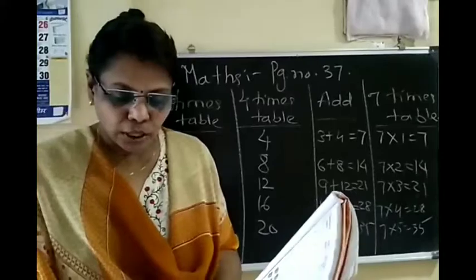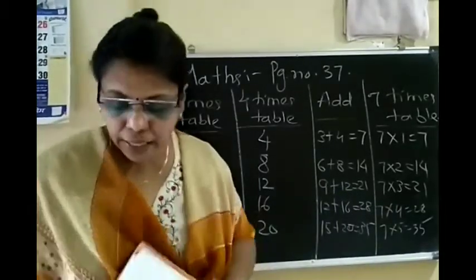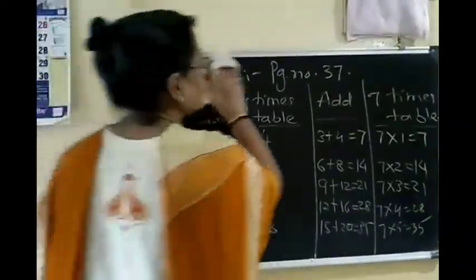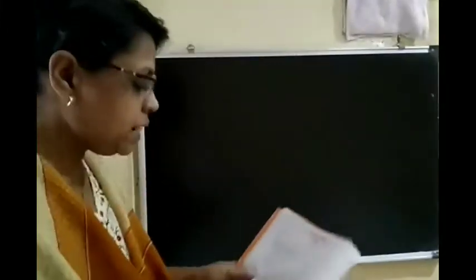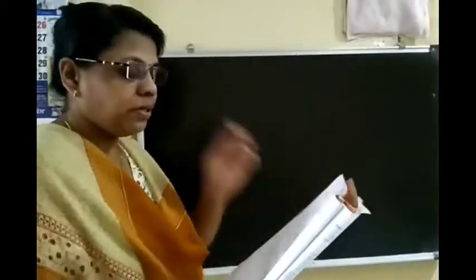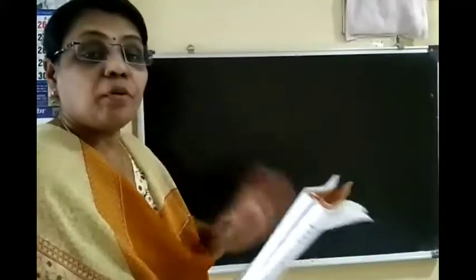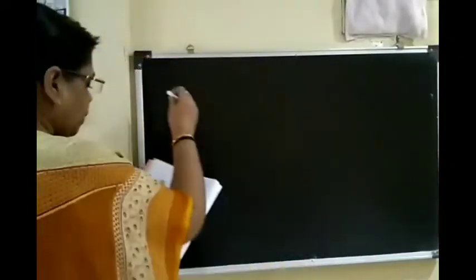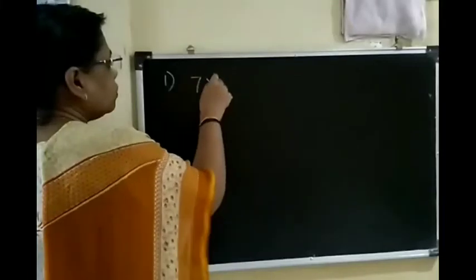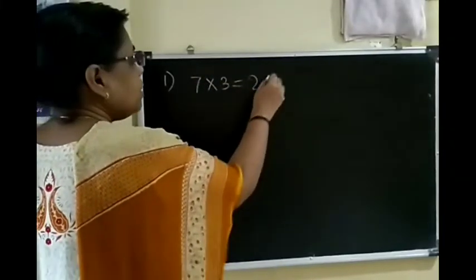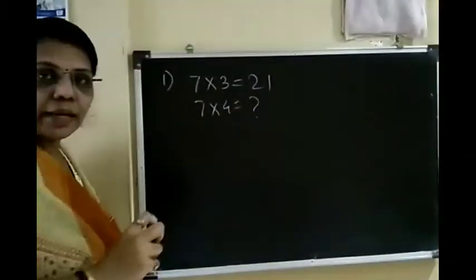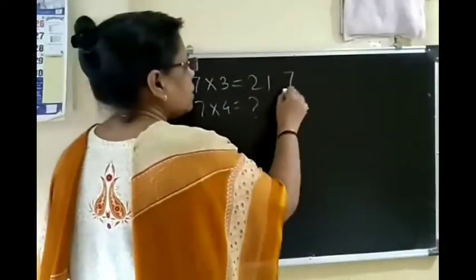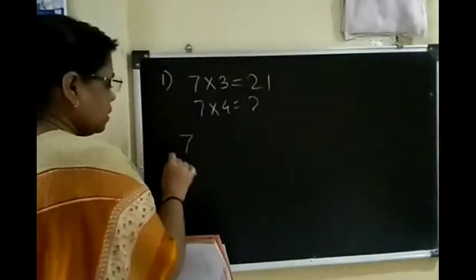Now we come on to page number 38. You will see here a different type of multiplication. Now see here. Here I will just explain the first one. 7 3s are 21. Now we want 7 4s are. How to get that? Here what they have done, I will do it here.